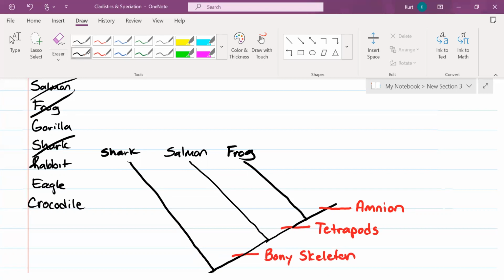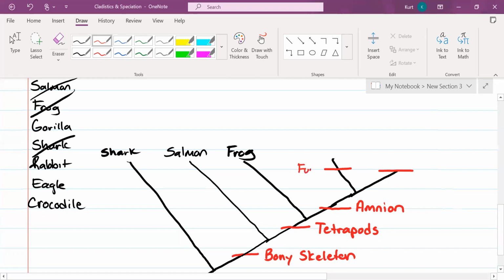So now we're going to actually go 2 ways. We have a gorilla and a rabbit. We have an eagle and a crocodile. Well, I'm going to have one trait be here and another trait be over here. Now, I would not expect you guys to know all these. What I would do is give you a list of animals, give you a list of traits, and ask you to formulate the cladogram. So let's say for the gorilla and the rabbit, those 2, we're talking about fur.